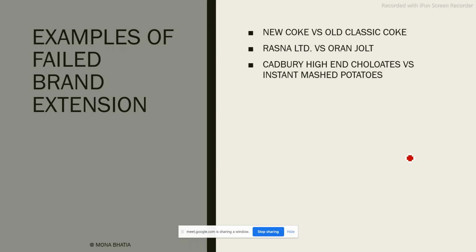After giving such a high flavor, if you want to jump onto mashed potatoes, then what will happen? People will not like it. So it was a failure again. These are the examples of failed brand extension, and there are many examples.